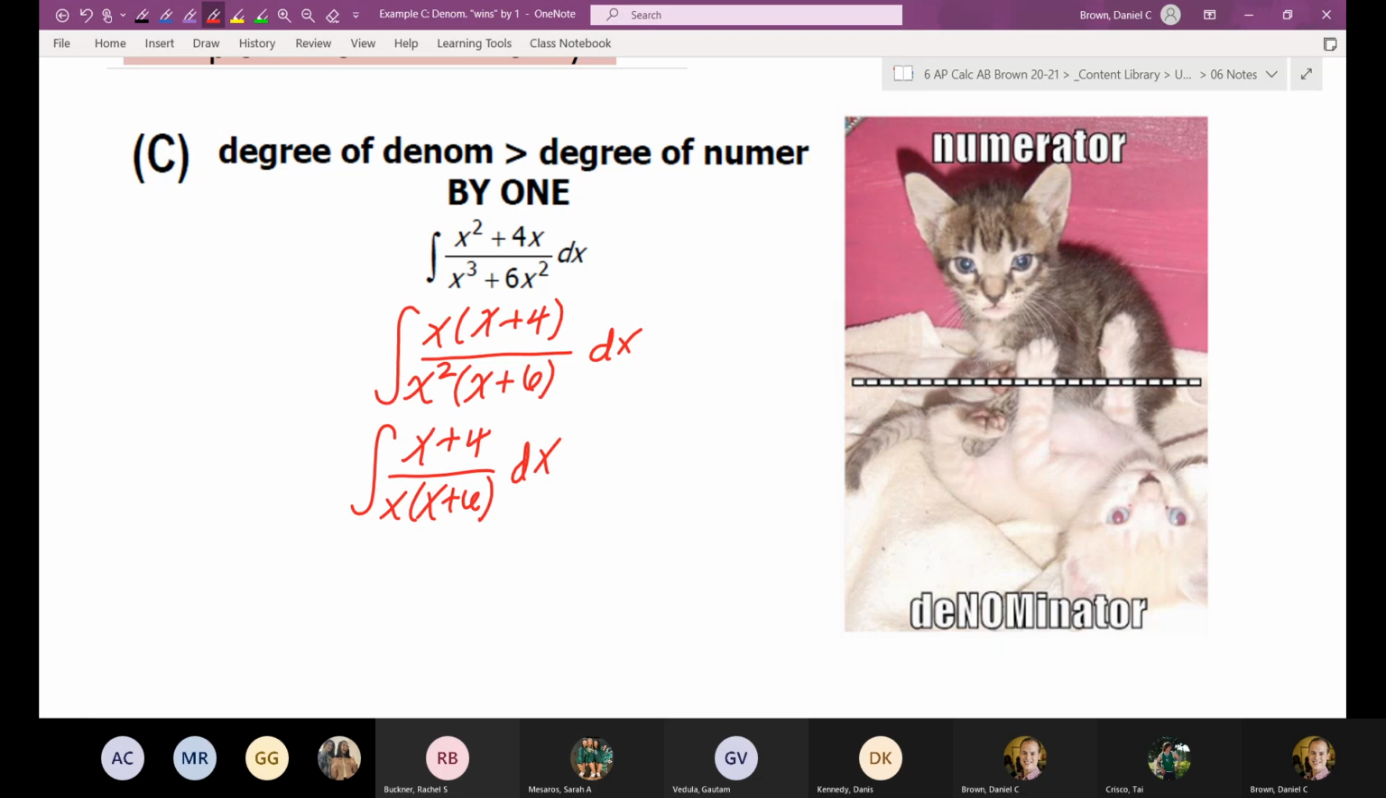Could you split it up? How would you split it up? 1 over x times x plus 4 versus 1 over x plus x. So you still have a bunch of products there, and we want to avoid the products if we're integrating. Can you distribute? Sure, we can put that x back in. Let's see if that will get us anywhere.